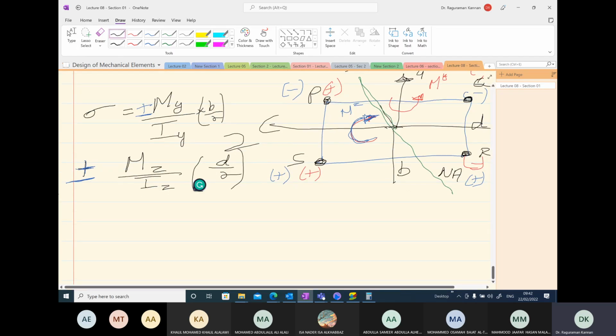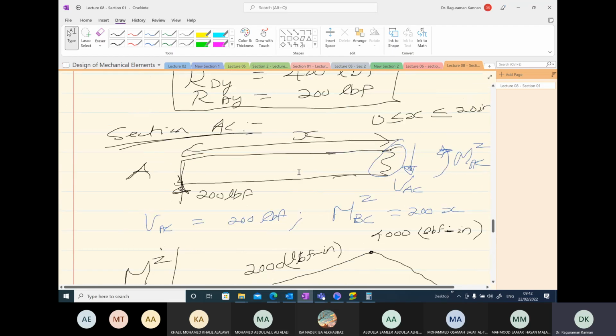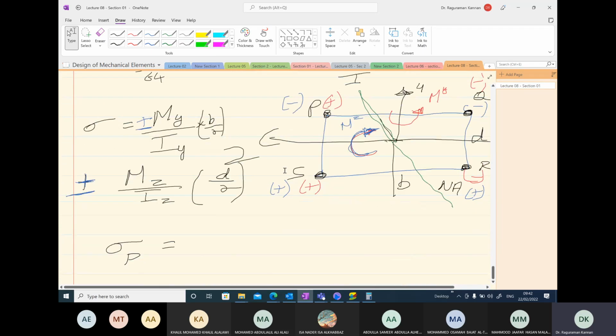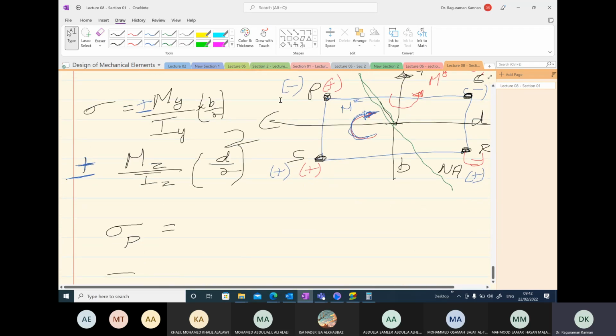Okay, so the stress values here, sigma, let us say I choose the point P. Remember, we are calculating all these stress values at the point B along the length of the beam. At the point B along the length of the beam, we are calculating the stress. But right at the point B, there is a cross section, and on the cross section, we have these different points. So at point P on the cross section, if I calculate, what am I going to get?